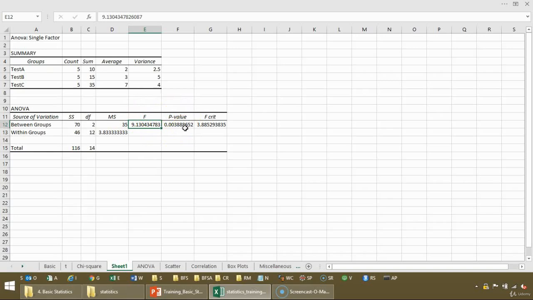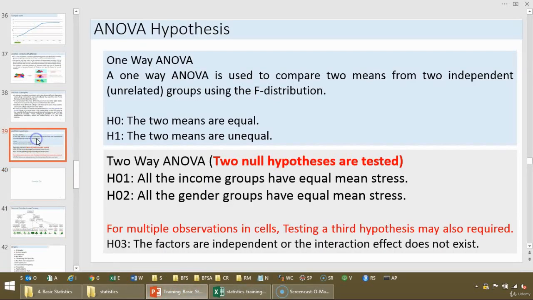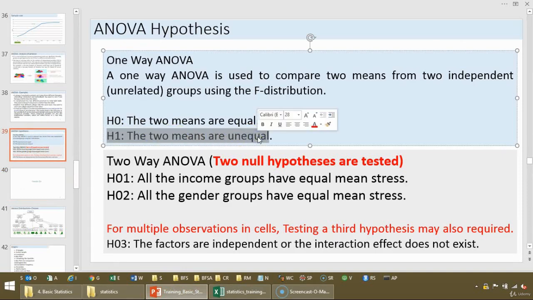And if you see the P value, it is less than 0.05. So what is the meaning of less than 0.05? Less than 0.05 means that we do not have enough evidence to accept the null hypothesis. So we are going to reject the null hypothesis. As soon as you reject the null hypothesis, it means this is what we are accepting: the means are unequal.